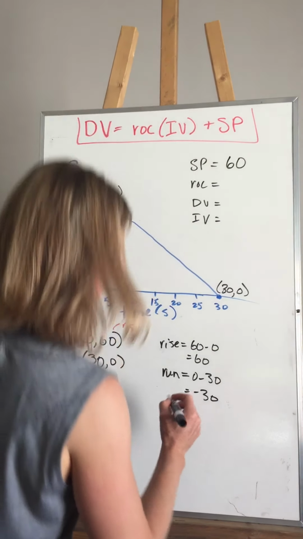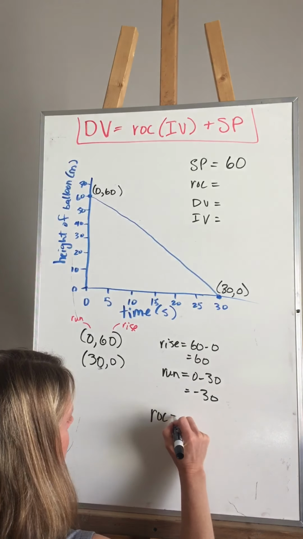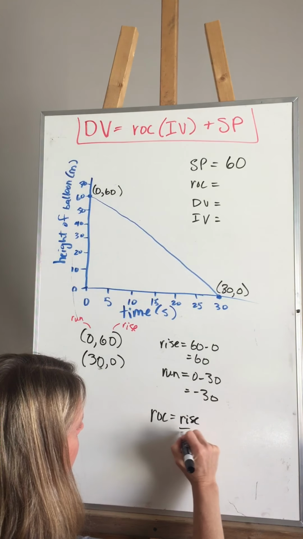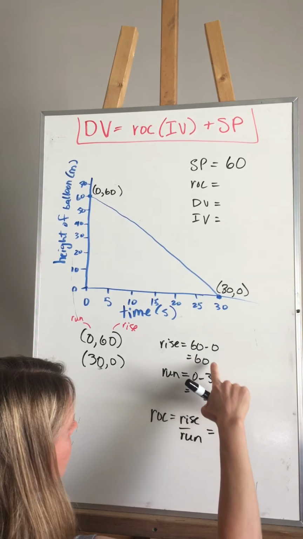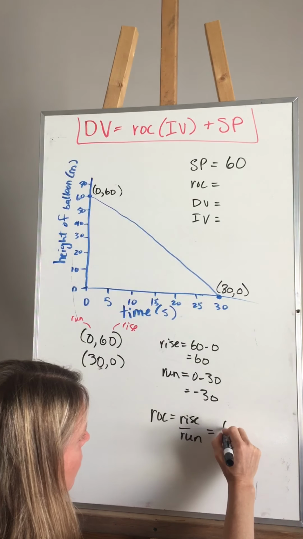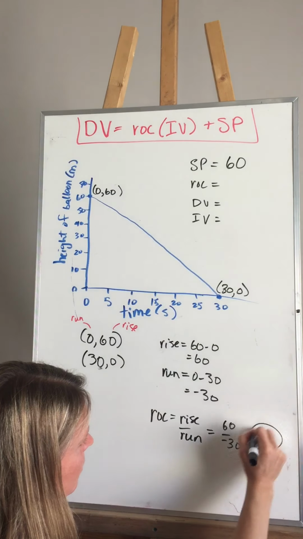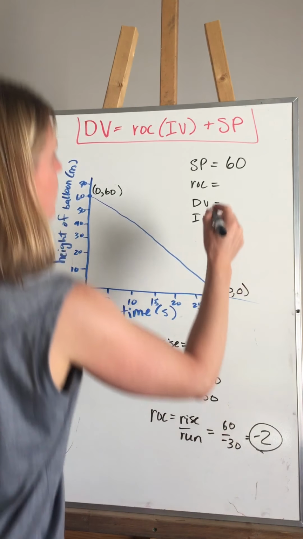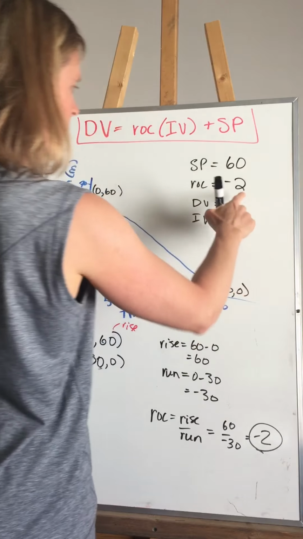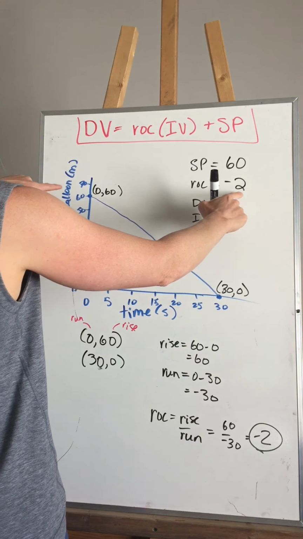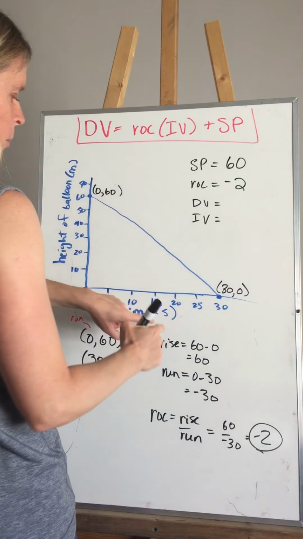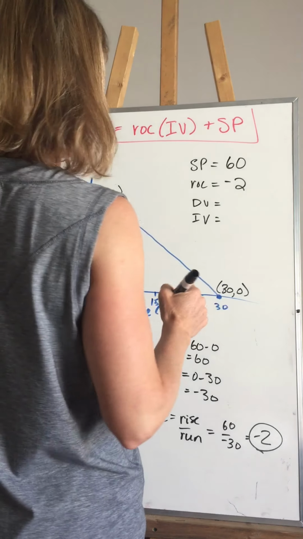Okay, so then to calculate my rate of change, it's rise divided by run, which is going to be 60 divided by negative 30, so negative 2. Okay, so my rate of change is negative 2. So that means that it's falling at negative 2 meters per second. Okay, just as a side note.